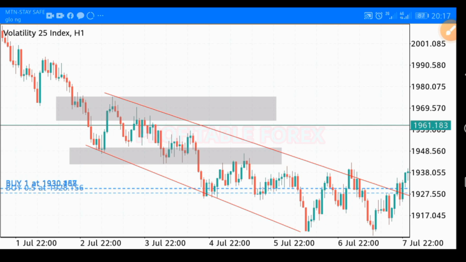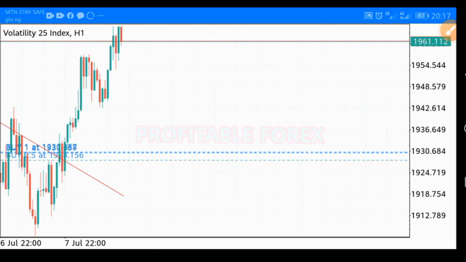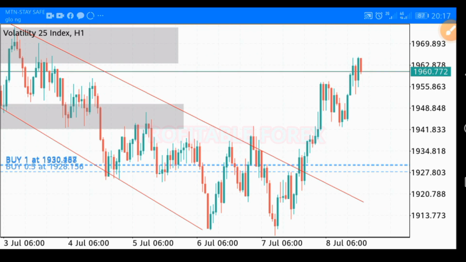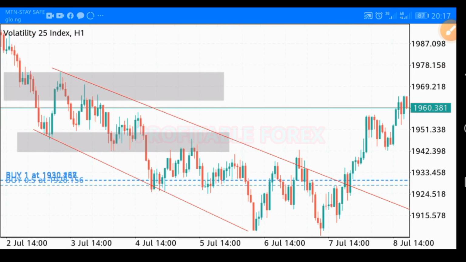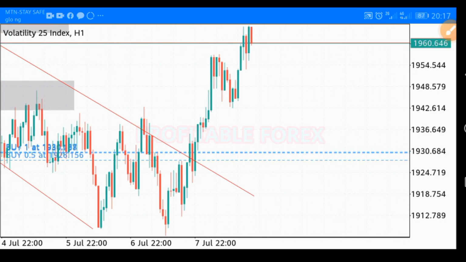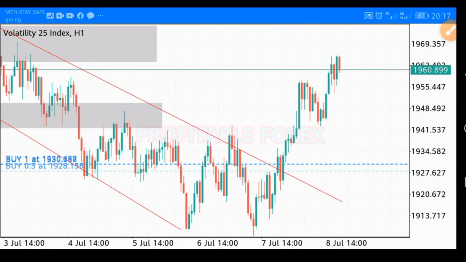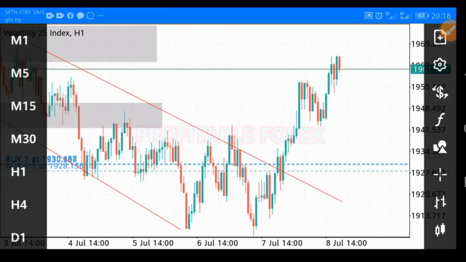Here we are on volatility indices. This is the 1 hour time frame. You can see we took a series of trades and we are currently in profit. So what influenced our decision in taking this trade? Remember, we are basing our decision on price action analysis. You can see how many candlesticks we have profited. Let me move to the 4 hour time frame to explain this better.